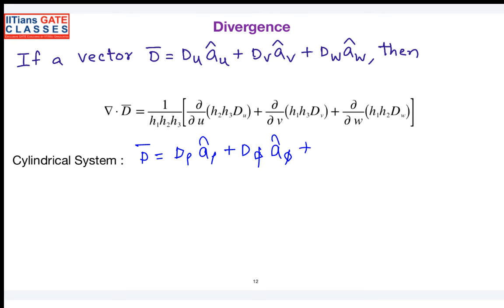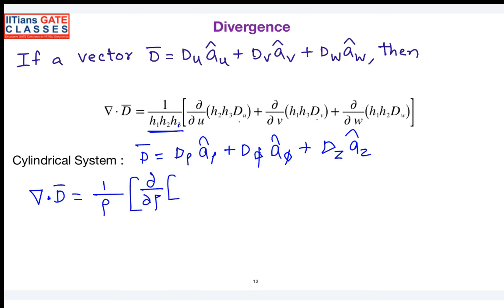So finally, what is the equation you will get? I will try to write down here. Del dot D is equal to 1 by, if you multiply all the scaling factors, that will be rho, dou by dou rho of H2, H3, which will be rho into 1, so that will be rho into d rho, plus dou by dou phi of H1, H3, which will be 1 into 1, and dV will be same as d phi, plus dou by dou z of H1, H2, that will be 1 into rho, so that will be rho into dz. So this represents the divergence equation.